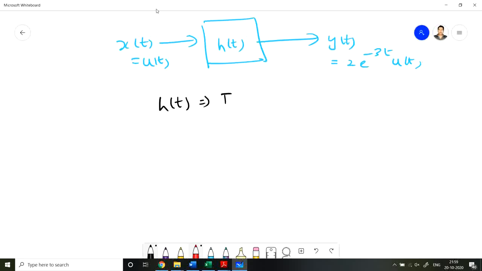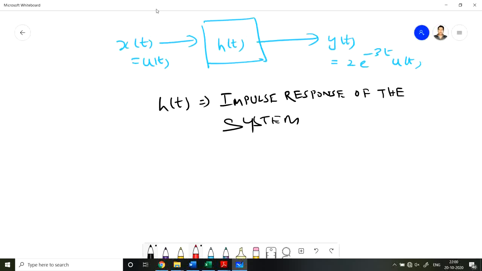That is the impulse response of the system. So we can find out h(t), that is the impulse response of the system. The impulse response fully characterizes the system. If we know the impulse response, then we can find out the characteristics of the system, and the impulse response is unique for any system.